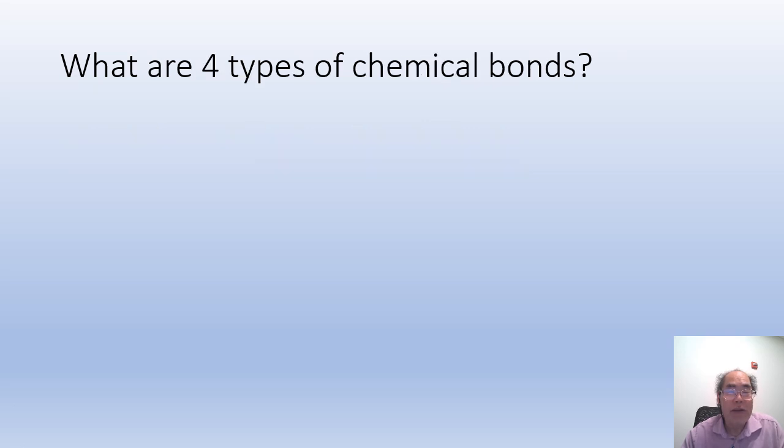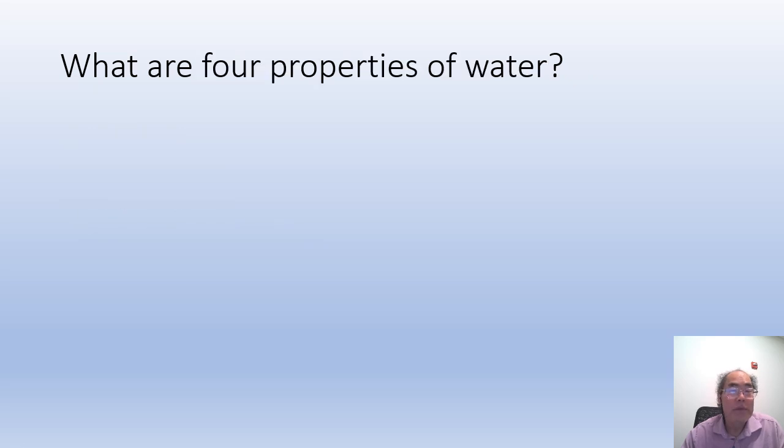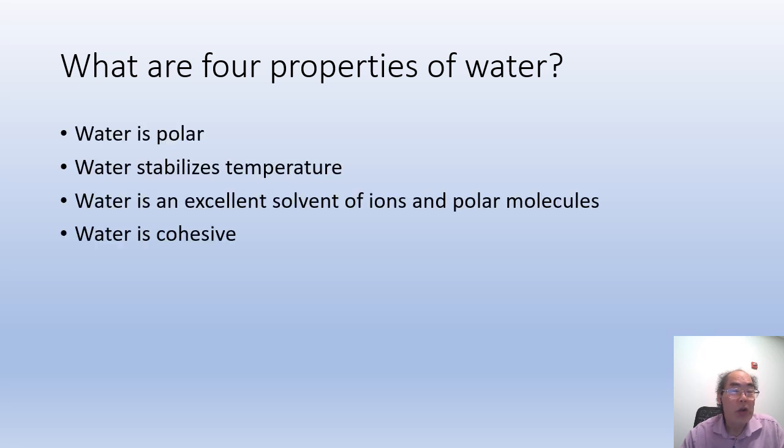What are 4 types of chemical bonds? Please answer. Ionic bonds, covalent bonds, hydrogen bonds, and van der Waals interactions. What are 4 properties of water? Please answer. Water is polar. Water stabilizes temperature. Water is an excellent solvent of ions and polar molecules. And water is cohesive.